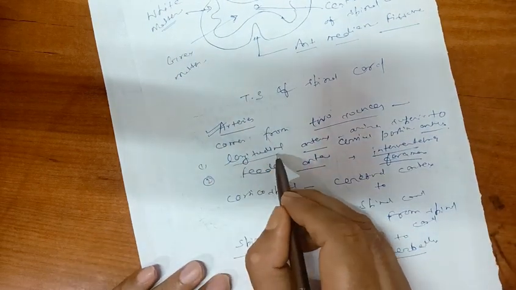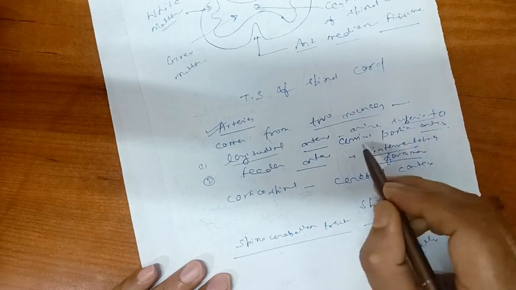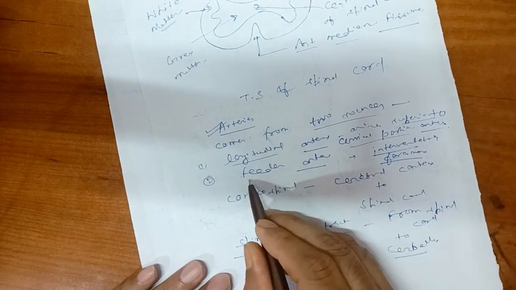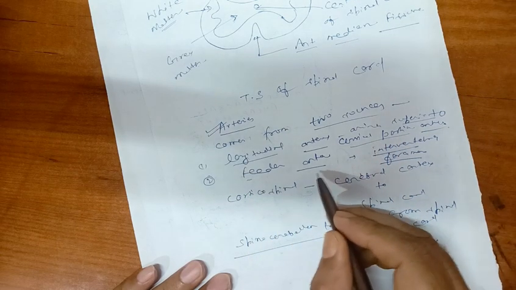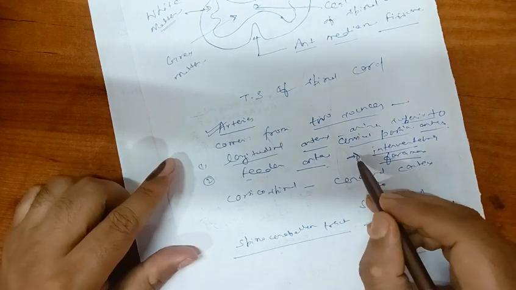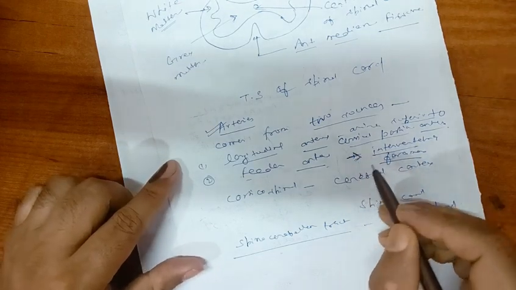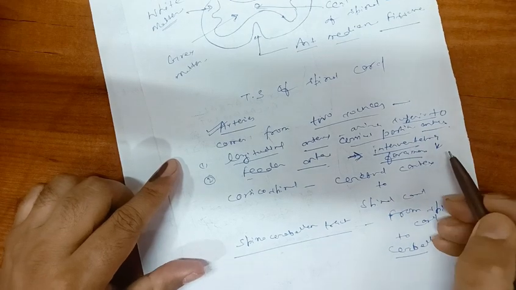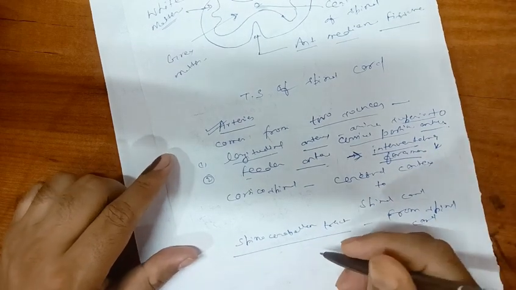And there are different arterial supplies to the spinal cord. One is the longitudinal artery that arises superior to the cervical portion of the spinal cord, and a feeder artery that passes into the vertebral canal through the intervertebral foramen. They are the different arteries.